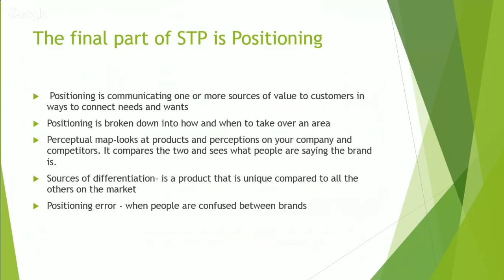There are also sources of differentiation, which is a product that is unique compared to all the others on the market. When something is unique, people are generally willing to pay a premium. Lastly, there are positioning areas. A positioning area is when people are confused between two brands. There's no distinction of that brand, so people have no reason to switch and try out the other one. If there's nothing that makes you unique, people are going to probably just keep sticking with whatever product they've been using for the last couple of years.